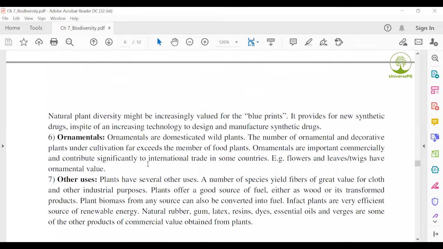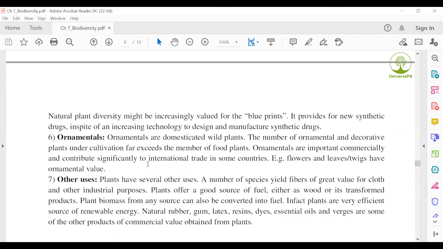Next, ornamental value. Ornamentals are domesticated wild plants. The number of ornamental and decorative plants under cultivation far exceeds the number of food plants. Ornamentals are important commercially and contribute significantly to international trade in some countries. Examples: flowers, leaves, twigs, and ornamental value.